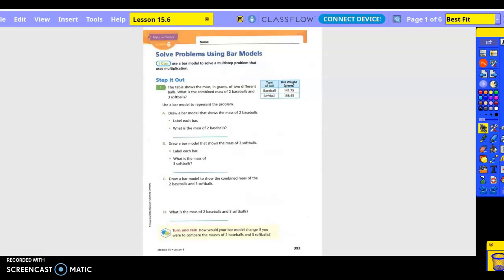Step it out. The table shows the mass in grams of 2 different balls. What is the combined mass of 2 baseballs and 3 softballs? Use the bar model to represent the problem. Draw a bar model to show the mass of 2 baseballs.